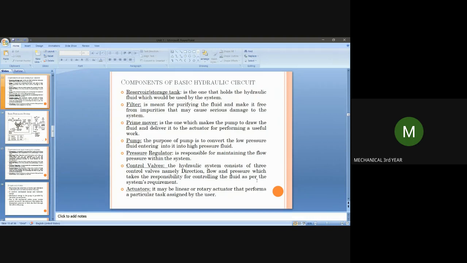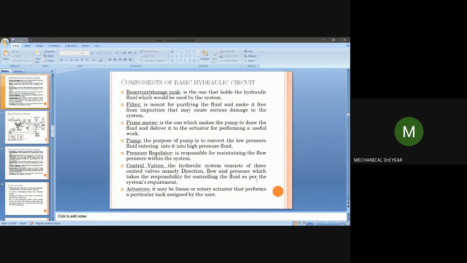The next thing is the filter. The filter is meant for purifying the fluid and making it free from impurities. As I said, even if it is a closed environment, there is a possibility for solid waste matter to get entrapped in the system, since there are moving parts. The actuator is a moving part, so there is a possibility for heat development and sedimentation due to wear and tear. There may be some solid particle sedimentation.